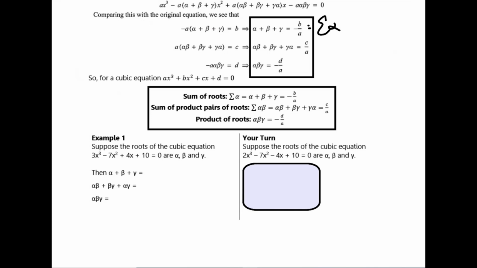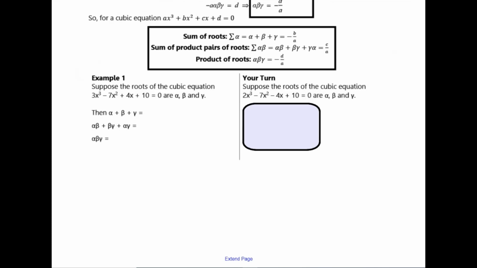The next one down is the product pairs, which for a quadratic is just the product of the roots. But this one is the product pairs. There are three combinations of these, so you can have alpha times beta, alpha times gamma, and beta times gamma. Sometimes we'll write this as sum of alpha beta. Finally, there's the product of the roots of a cubic, which is equal to minus d over a, and this is just alpha beta gamma.